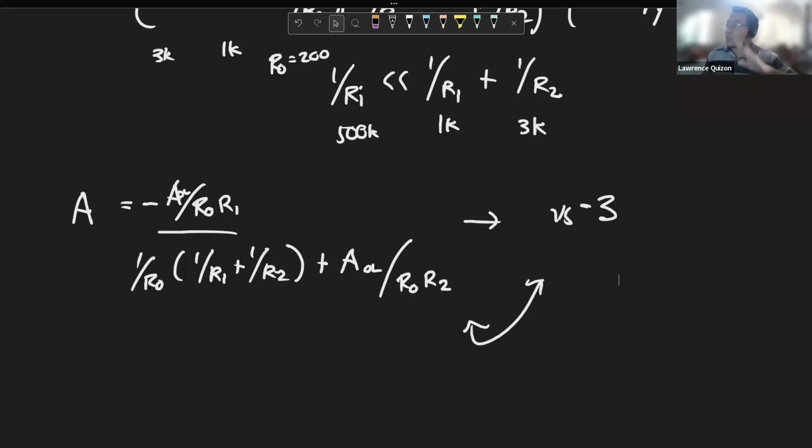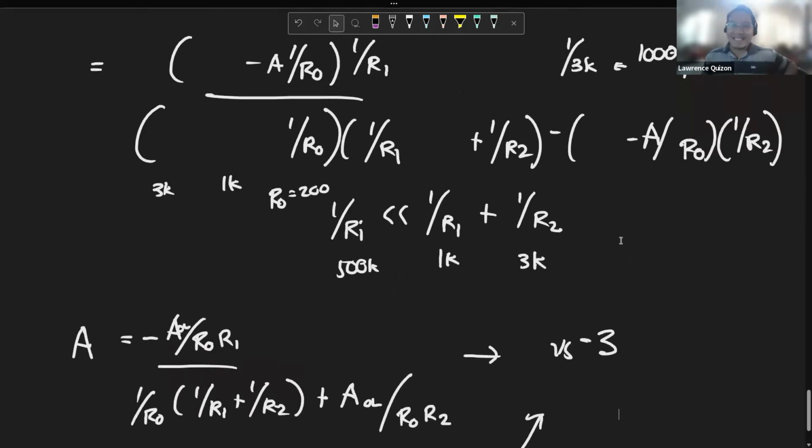Naka-direct message pala. So the question is, may shortcut solution po ba? The answer is no, unless you have these assumptions. All right? So that's that one.